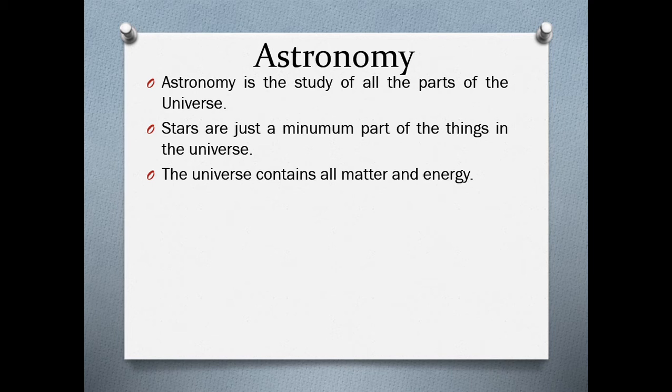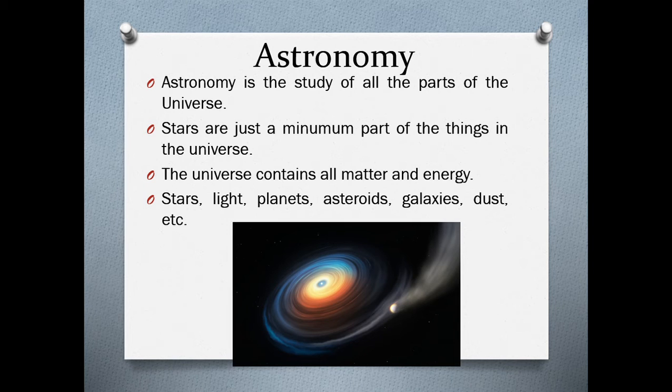You have to notice that the universe contains all matter and energy. So, when we include those main topics, trust me that we have a lot to study. We have stars, light, planets, asteroids, galaxies, dust, etc. Because of that, we're going to be defining them a little bit, and I'm pretty sure that we're going to have them clear. So, first of all, we have stars. Stars are pretty much an aggregation of gases that are constantly changing their composition somehow.